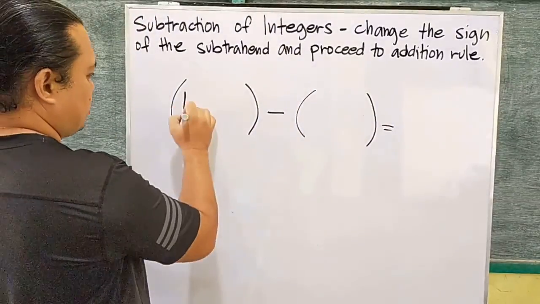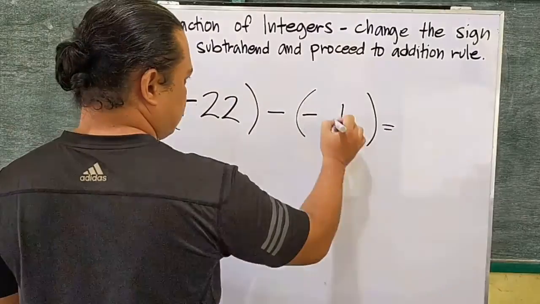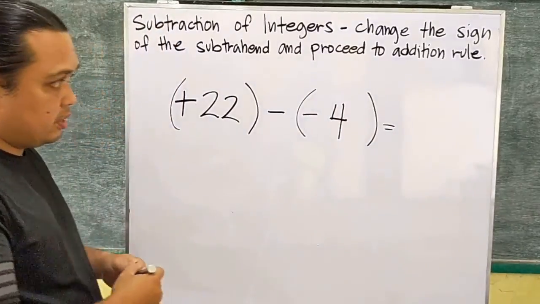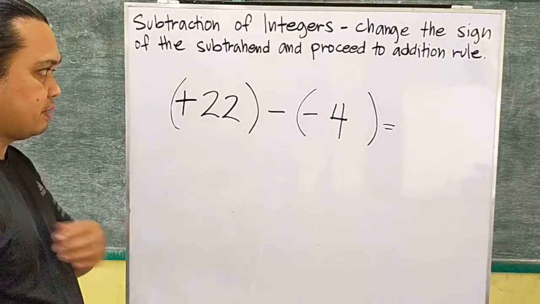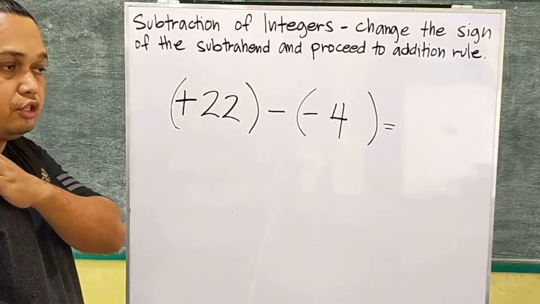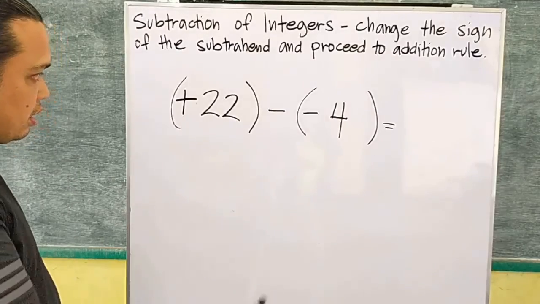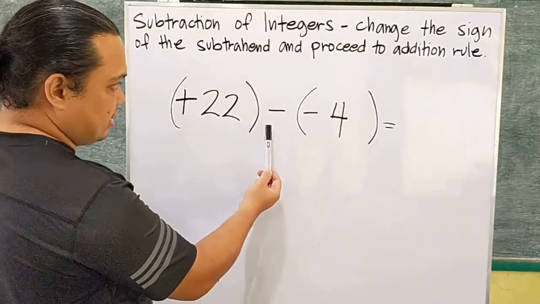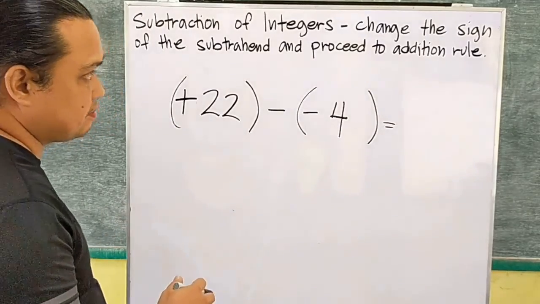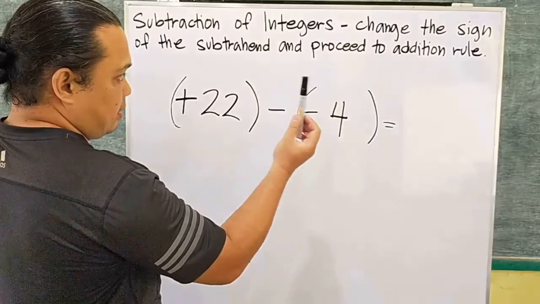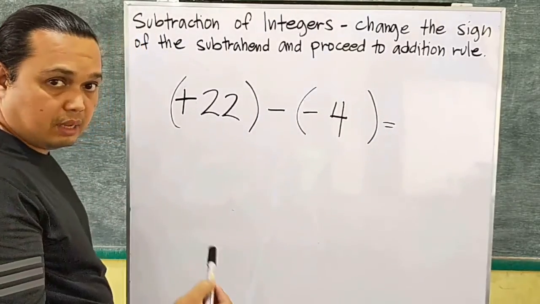Let's have positive 22 minus negative 4. Okay? So, we are still subtracting integers, but this time we have unlike integers. One is positive, the other is negative. So, positive 22 minus negative 4. To follow the rule in subtracting, we add, but we need to change the sign of the subtrahend.